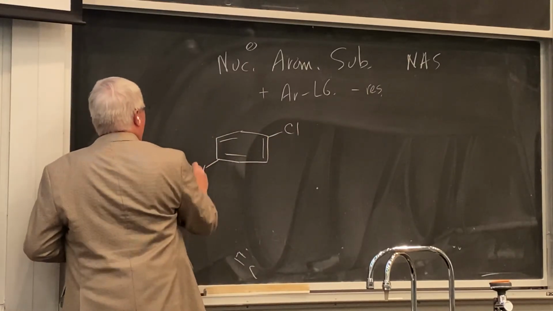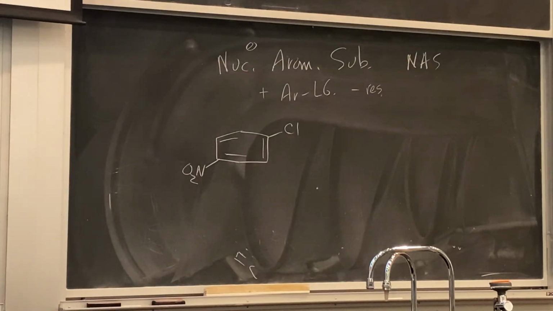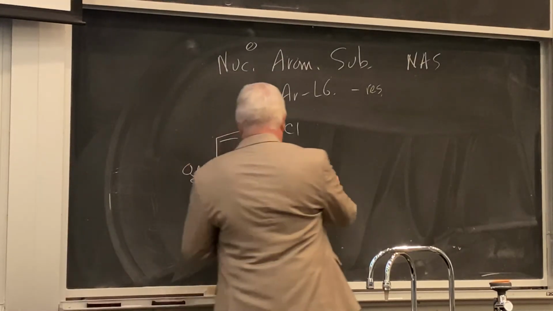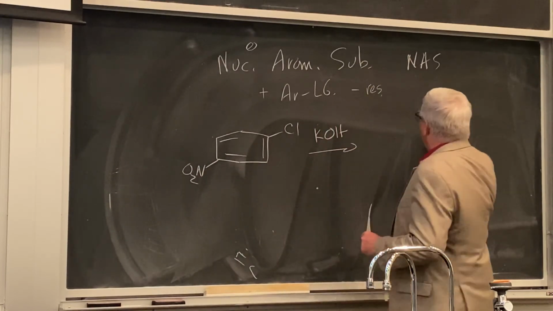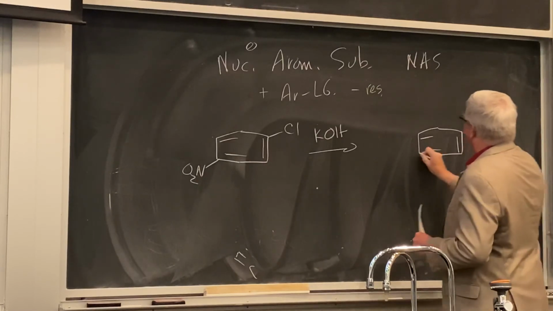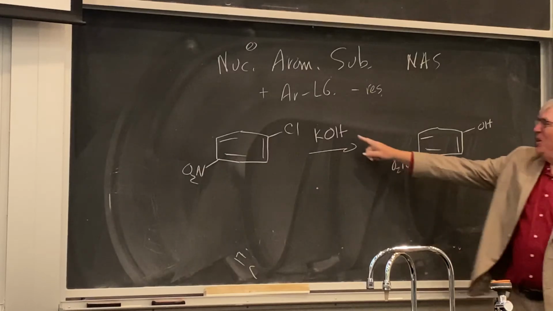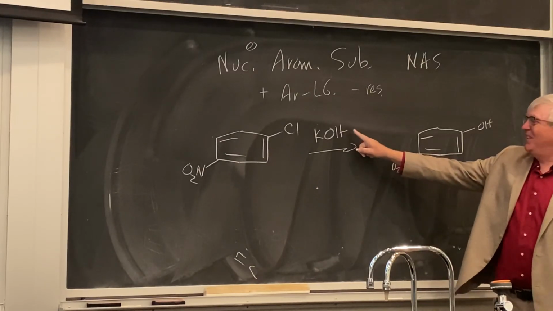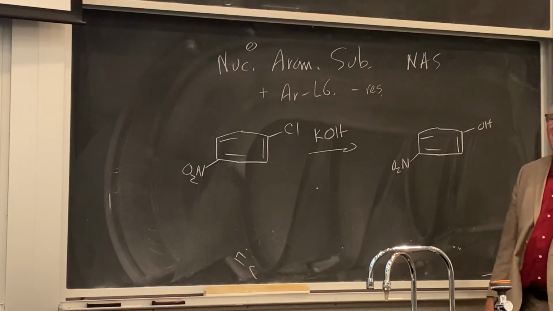But let's see this. So if we have this para-nitrochlorobenzene, right? And let's react this with sodium hydroxide. Guess what our product is? It's the phenol. This isn't one of our 5 electrophiles, right? This is a strong, charged, small nucleophile, hydroxide, right?